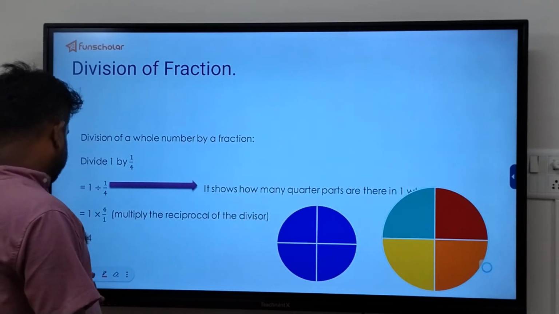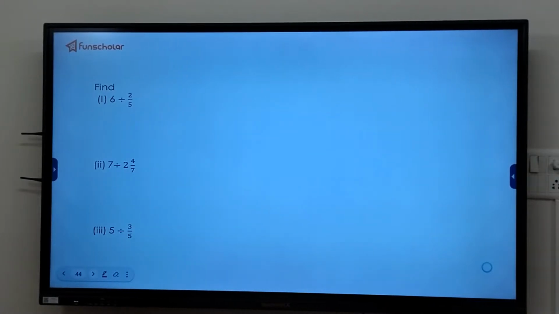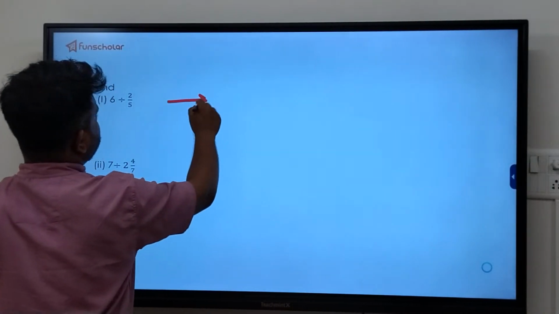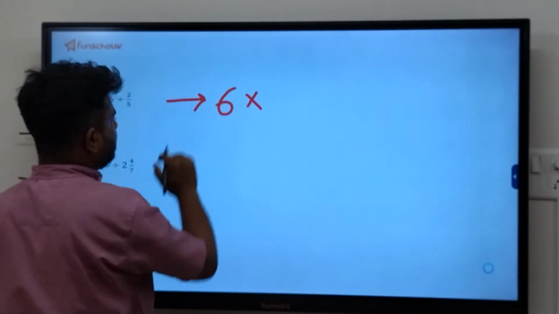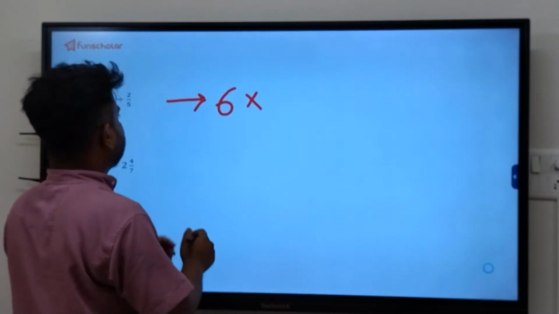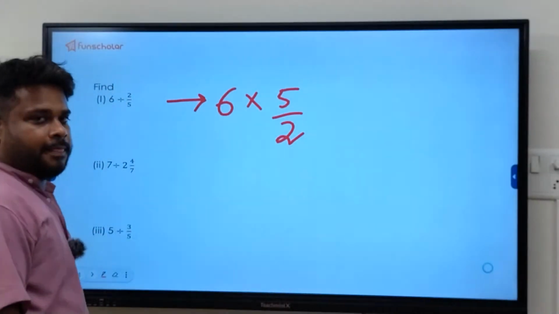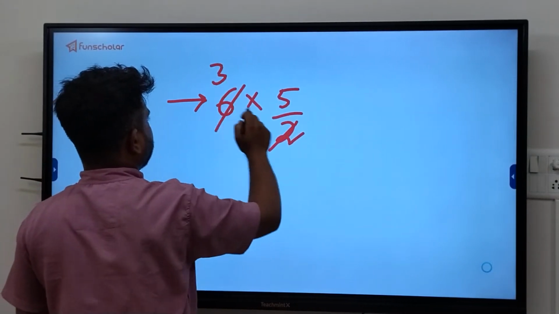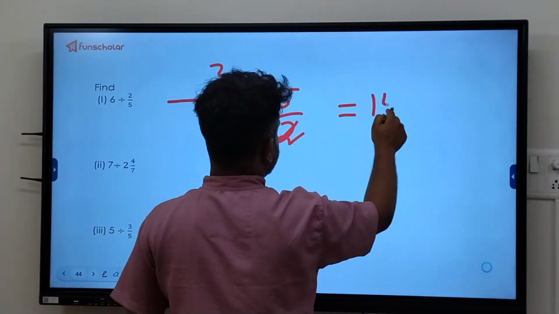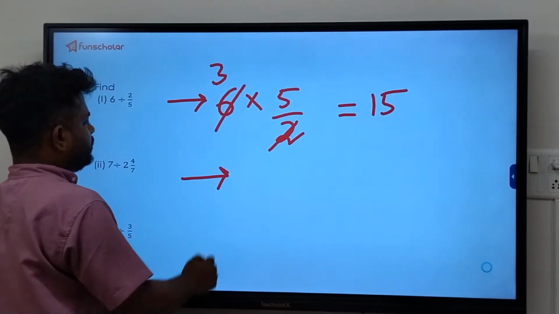The next one, we can do all the sums like this. First take 6, then write the multiplication sign, and then use the reciprocal. Now divide 6 by 2, it will be 3, and then multiply these two, it will be 15. This goes for this one as well.